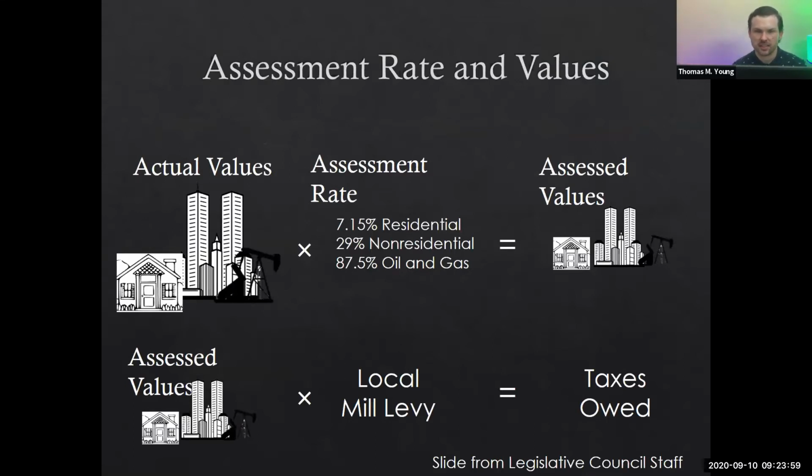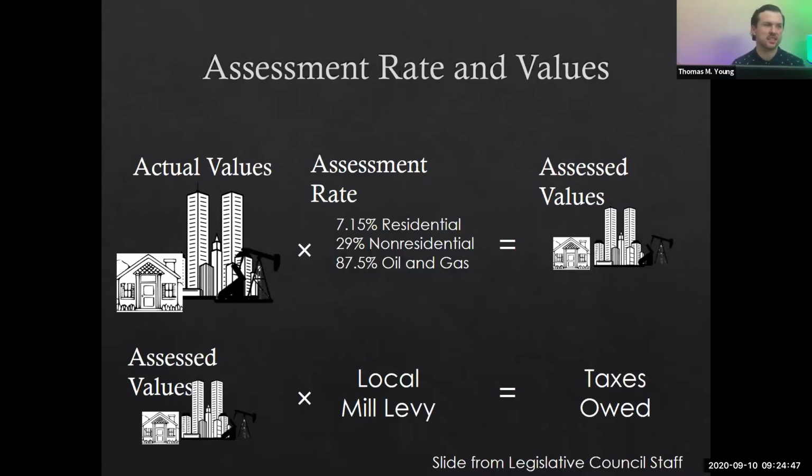Here are the two main calculations that we deal with at the most basic level for property taxes. Actual values, that includes the values of homes, of properties used for commercial or industrial, vacant land, ag land, and oil and gas, times an assessment rate. So for last year and this year, the assessment rate for residential properties was 7.15%. For non-residential properties, it's 29%. And for oil and gas, primary production, it's 87.5%. There's a few other assessment rates for some of the producing properties. That gets you your assessed values.